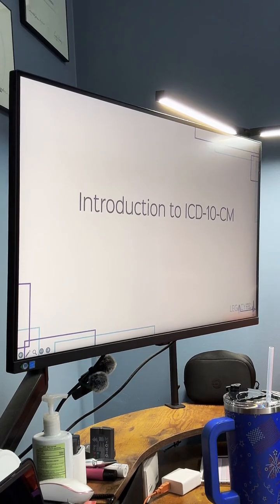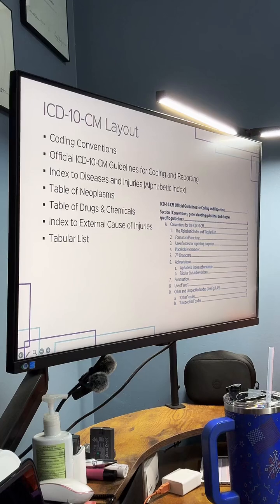Welcome to Module 5, Introduction to ICD-10-CM. To start, let's spend some time looking at the structure of the ICD-10-CM codebook and becoming familiar with navigating through the codebook itself. The very front of the codebook will contain coding conventions and the official ICD-10-CM guidelines for coding and reporting. After the ICD-10-CM guidelines, you find the Index to Diseases and Injuries, which is also referred to as the Alphabetic Index. The Alphabetic Index is where we will start to locate our ICD-10-CM codes for particular diagnoses.